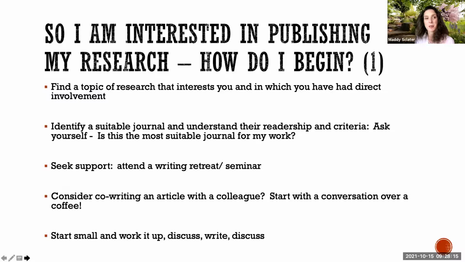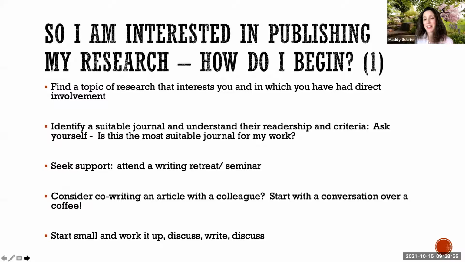So you're interested in publishing. How do you begin? Essentially, finding a topic of research that interests you and in which you have direct involvement is really important. Sometimes you may be thinking that you need to publish on something, but you don't necessarily have the desire or the deep interest in the topic. So if you're going to be developing an article or some kind of publication for the first time, make sure it's your passion.